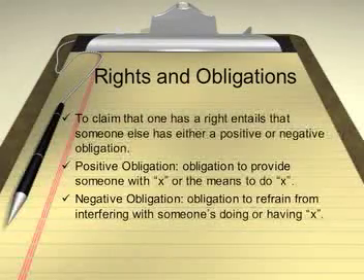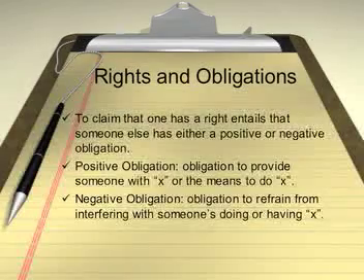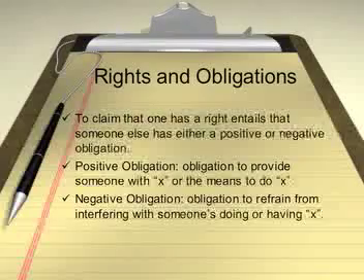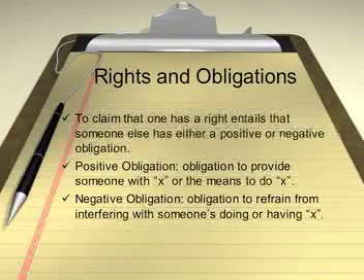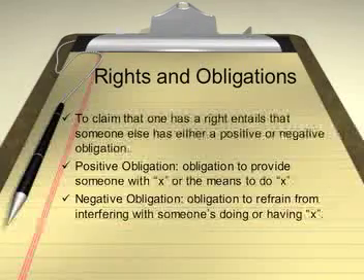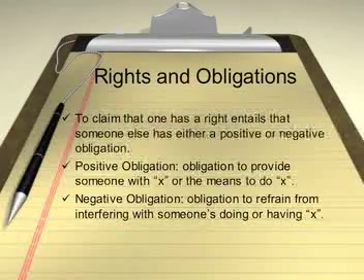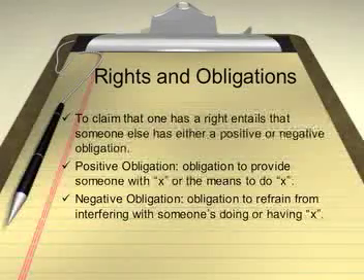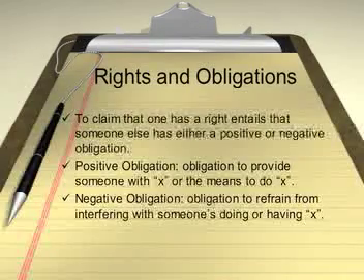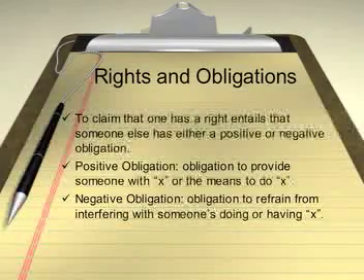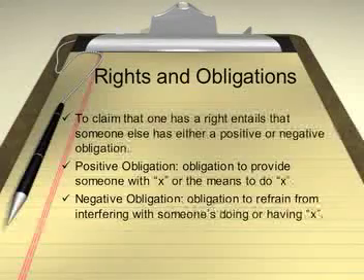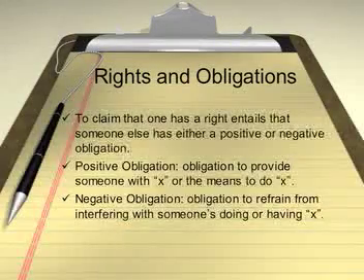So in the bag example, that was a classic case of a negative obligation. To say that I own my bag, that I have a right to my bag, entails that you and everyone else has an obligation not to take my bag, not to sell my bag, not to use my bag, or destroy my bag without my permission. So a negative obligation means simply hands off, a non-interference. Sometimes negative rights are called non-interference rights.